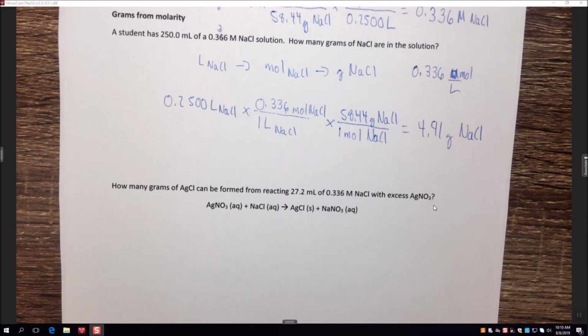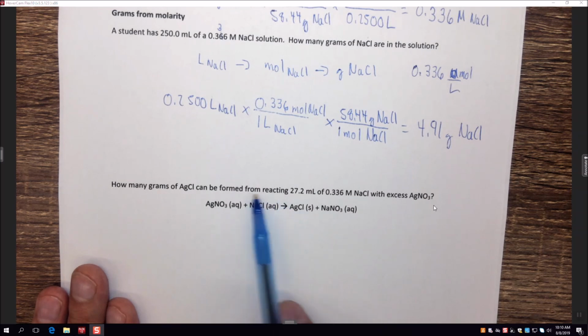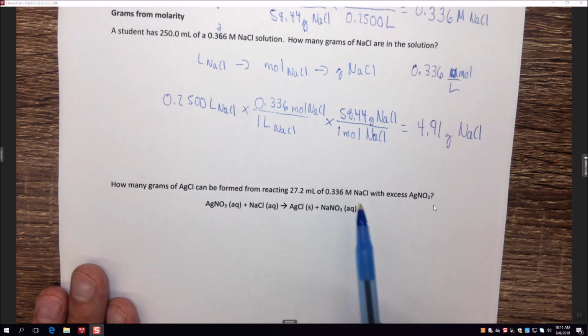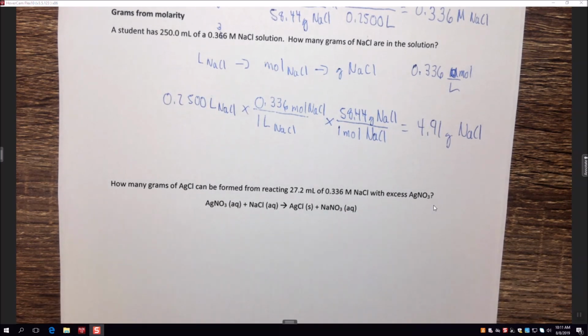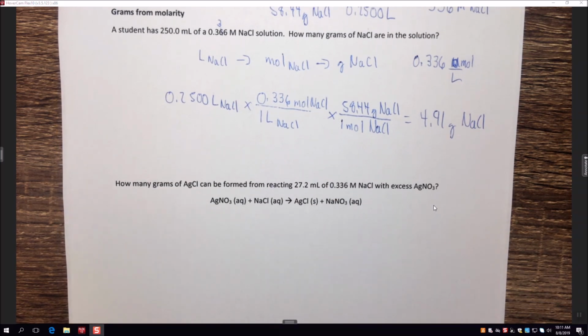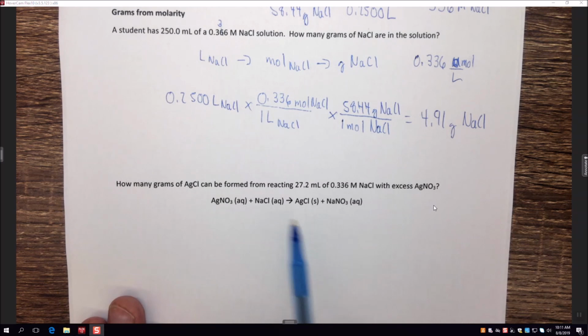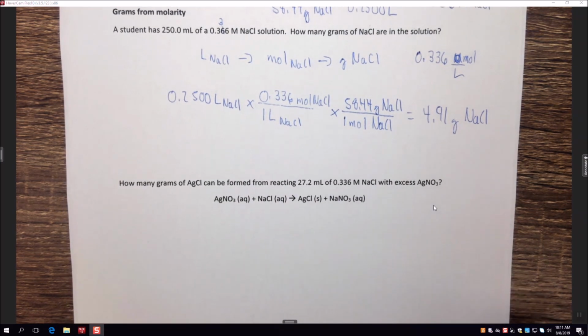All right, so it says how many grams of AgCl can be formed from reacting 27.2 milliliters of 0.336 molar NaCl with excess AgNO3. So we again have our 0.336 molar NaCl solution. So here we're given a balanced chemical equation for the double displacement reaction between AgNO3 and NaCl, and we form insoluble AgCl, which precipitates out.